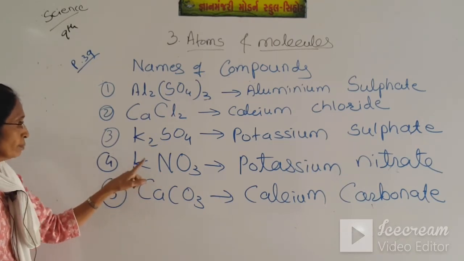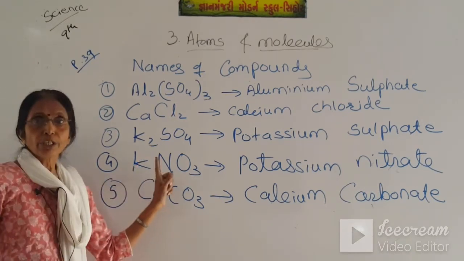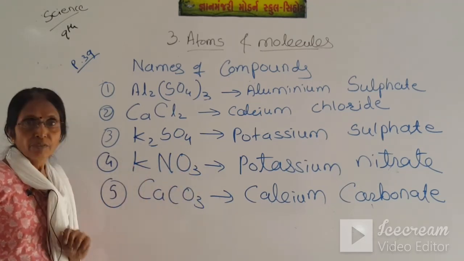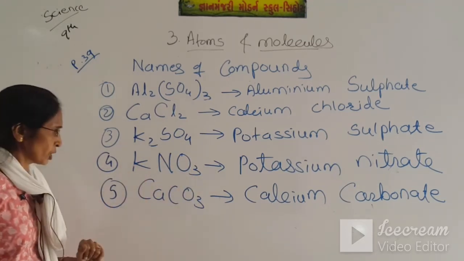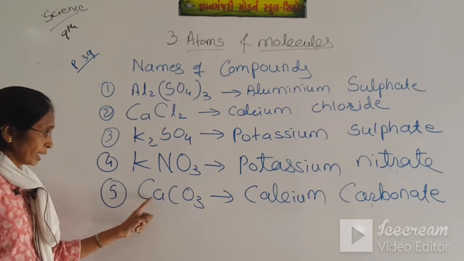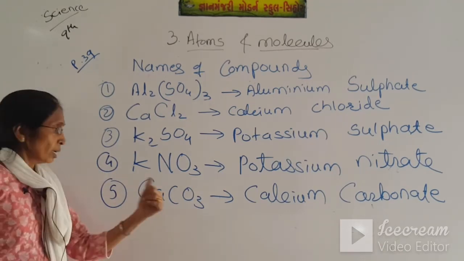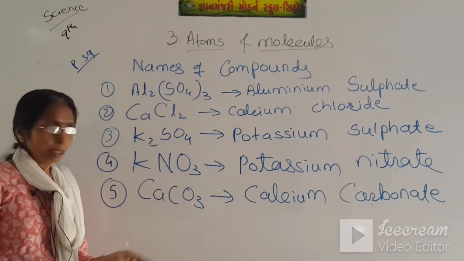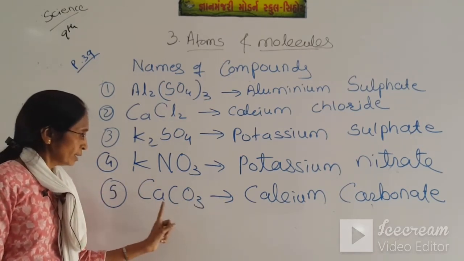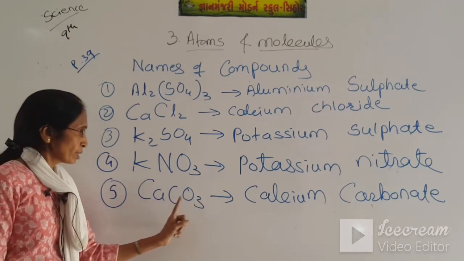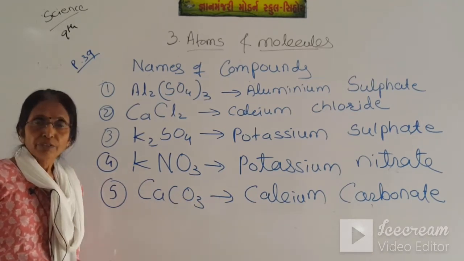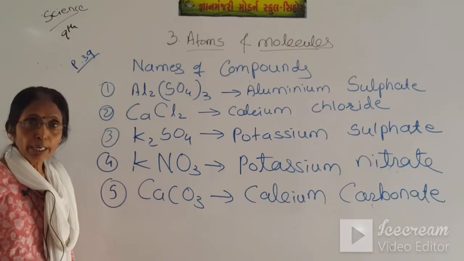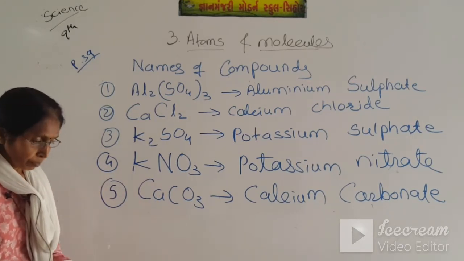Here potassium 1, nitrogen 1 and oxygen 3. So 3 plus 1 plus 1 is 5, just the 5 atomicity. And here Ca is one element, carbon is another element and oxygen is another element. So 3 plus 1 is 4, plus 1 is 5. So students, in this way you can calculate the atomicity.